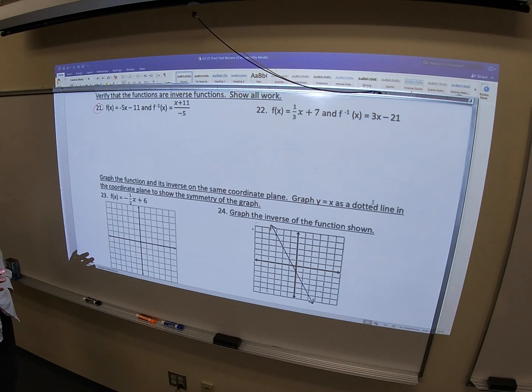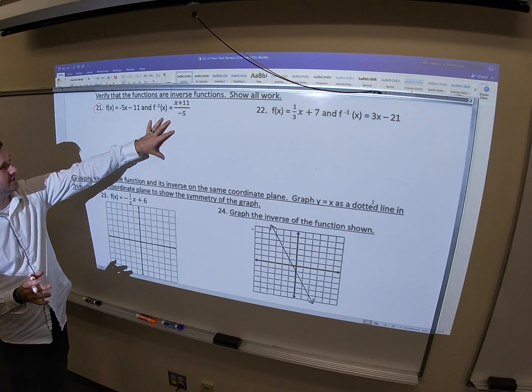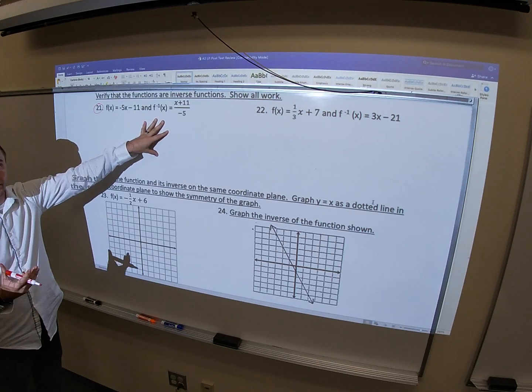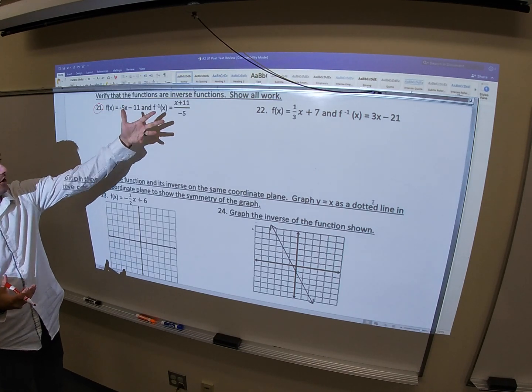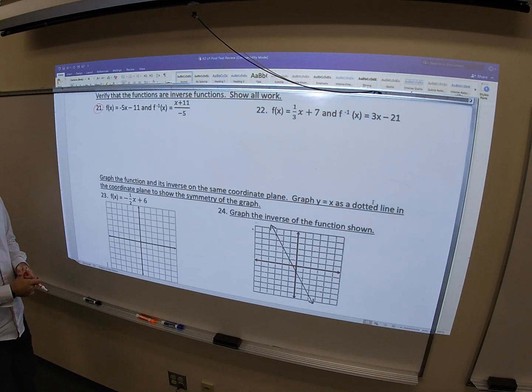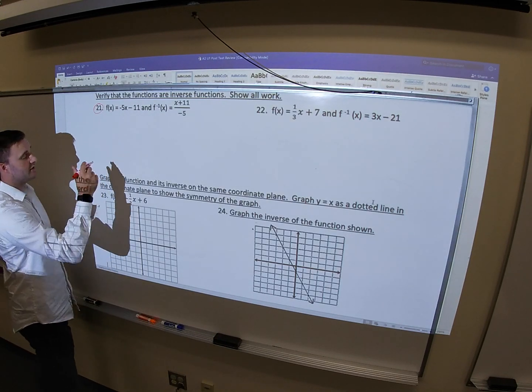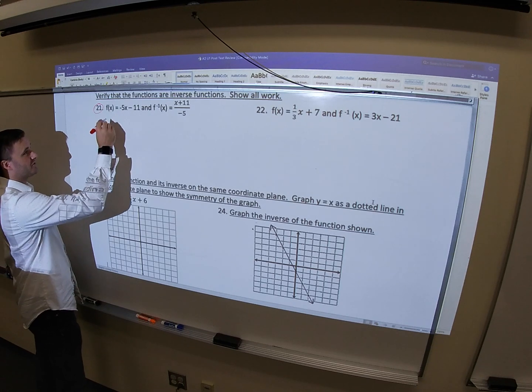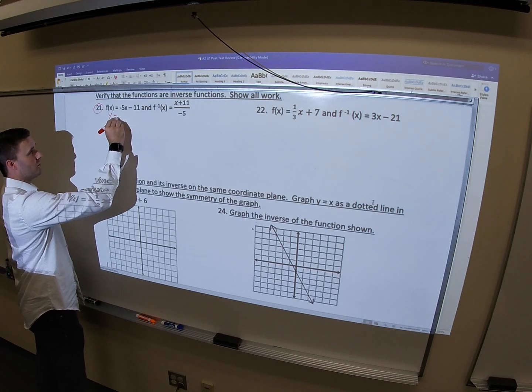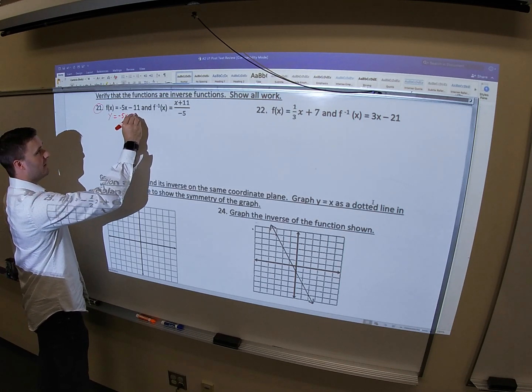What are we doing here? We are trying to see, hey, are these inverse functions or not? It says verify that they are, so we're assuming they are. But let's see if we can figure it out. The way we solve to see if something's an inverse function, I'm going to just replace this f of x with y. So y equals negative 5x minus 11.